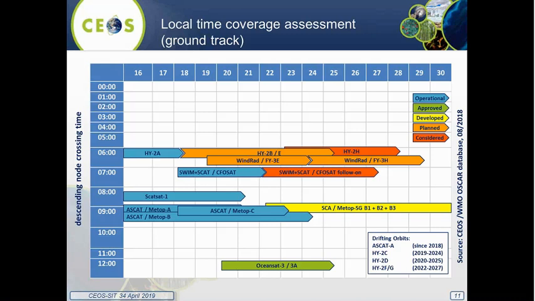So last year this has changed with the launch of new satellites. CFOSat is flying at 7 o'clock local solar time, and Haiyang 2B at 6 o'clock local solar time. And then early next year we will have an OceanSat 3 mission, which will have a local solar time, so descending node crossing time, of 12 o'clock.